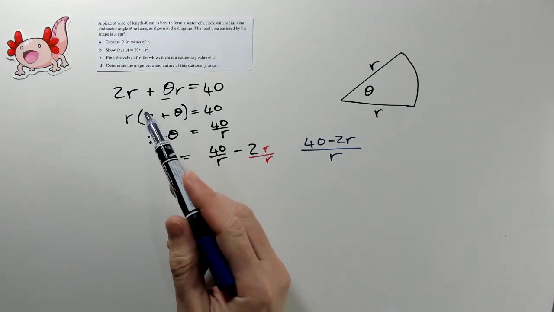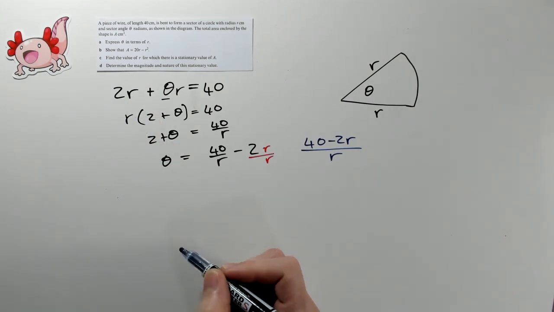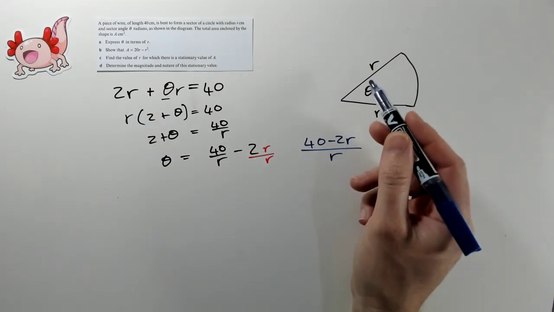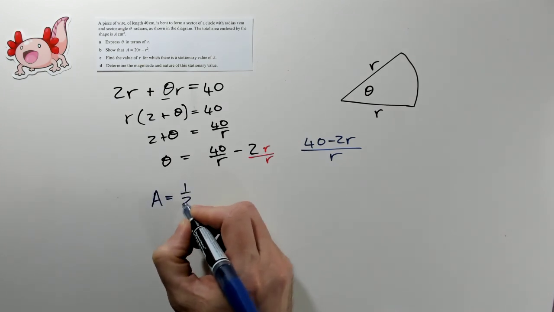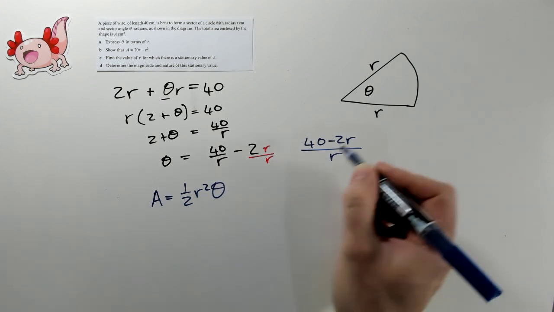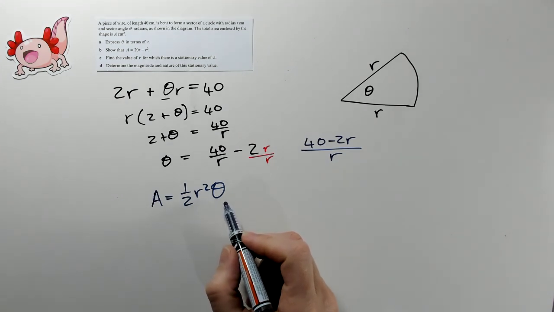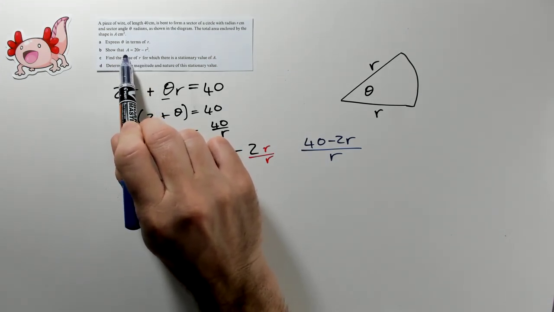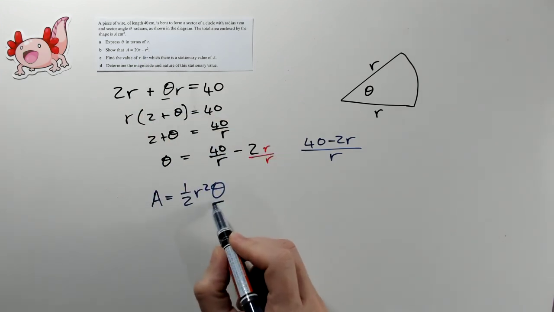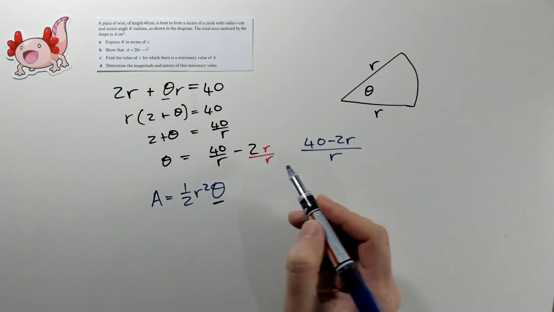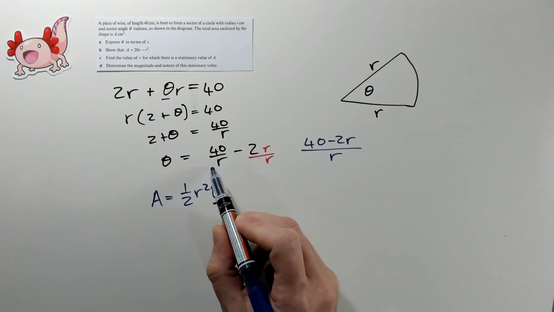Next, they're telling us to show that the area is 20r minus r squared. So the area of a sector, let's just write that formula down. The area of a sector would be half the radius squared times the angle in radians, in this case theta. I only have one input value, so to speak, which is the radius. So this theta should actually be turned into a radius, and luckily I know how to do that. I'm just going to use this.